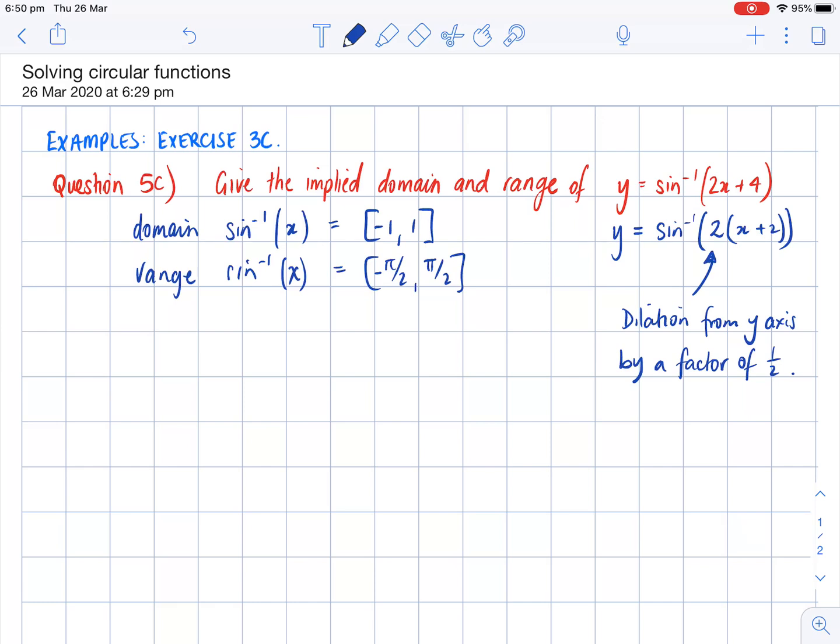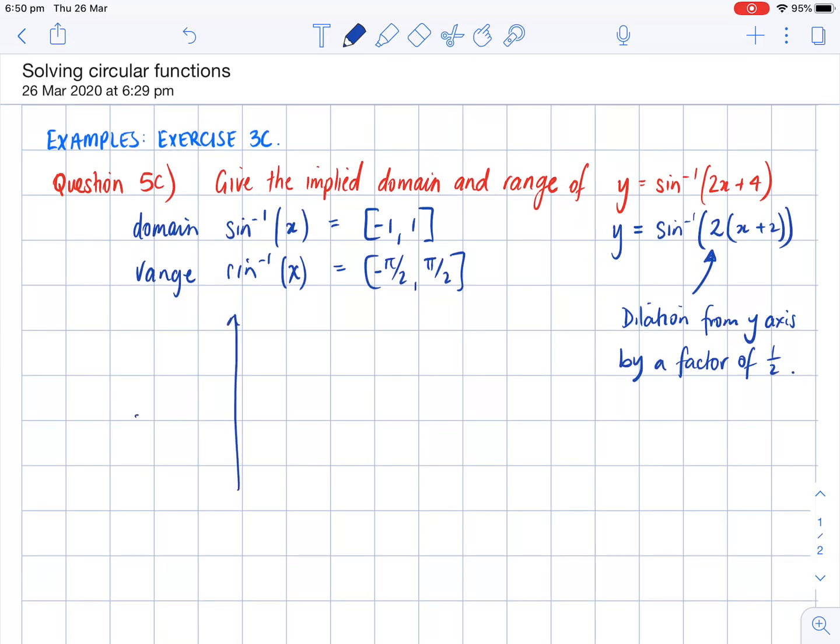So if you think about our original graph of the inverse sine function, which I think goes like that by memory, but I always mess these up, so I'll just double check. No, I did get that wrong. So my inverse sine graph goes like that.